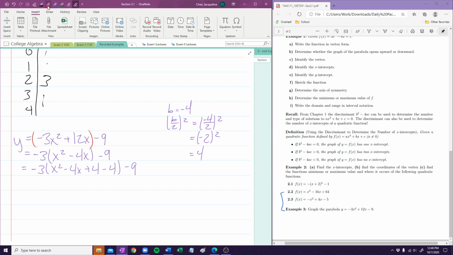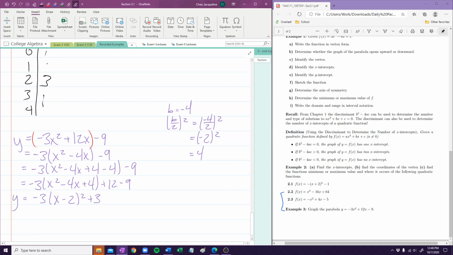Again, I want only the perfect square trinomial, okay, so we got to get rid of the extra baggage. So I'm going to take this negative 3, and I'm going to distribute it into my negative 4. So I have negative 3, and then x squared minus 4x plus 4, and I have negative 3 times negative 4, that is positive 12 minus 9. Okay. So now I'm going to do 2 steps here. I'm going to factor this perfect square trinomial. This is x minus 2 quantity squared, and 12 minus 9, that is plus 3.